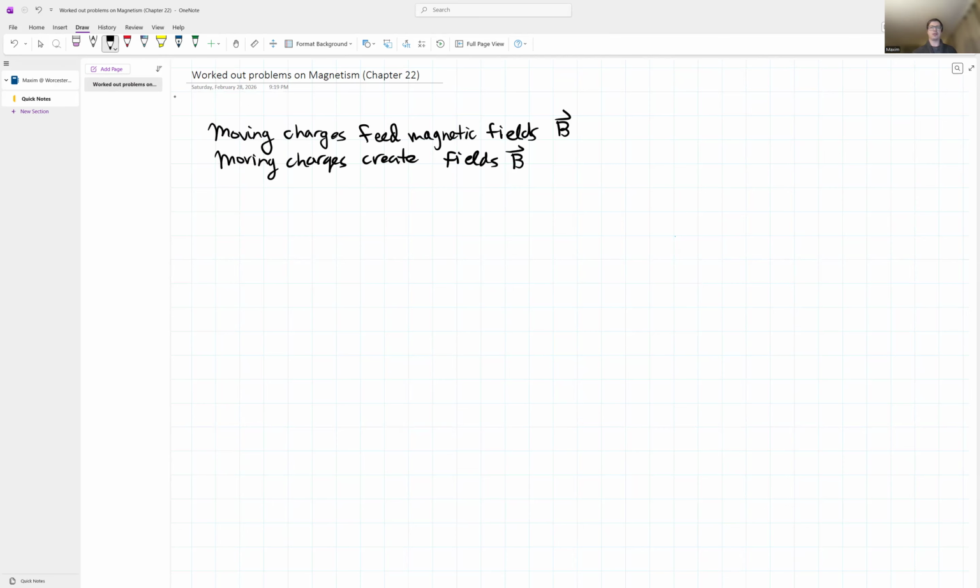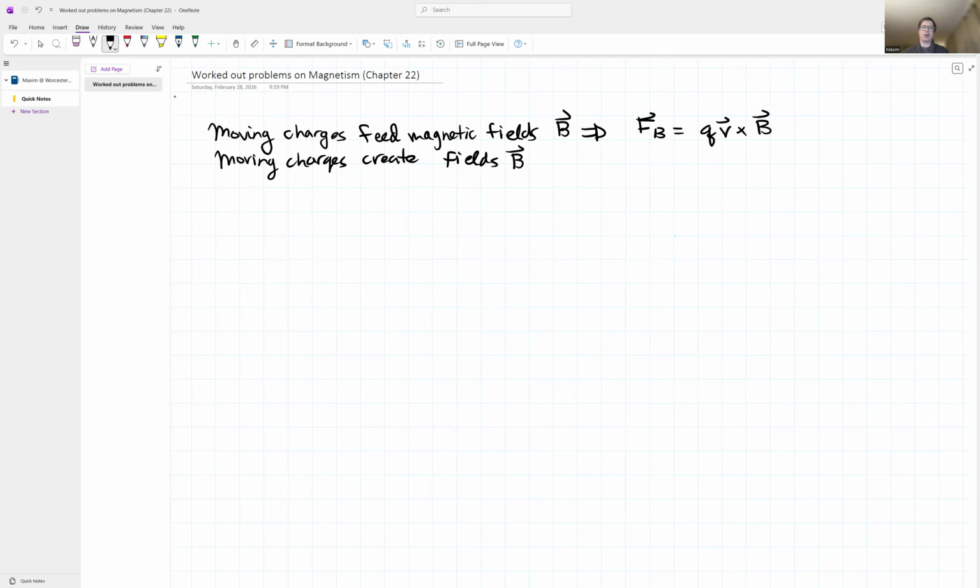And there are just a couple of major equations to know for the chapter. The one associated with feeling the fields is the force due to a magnetic field. That's given by the charge that's moving times its velocity crossed into the B field.